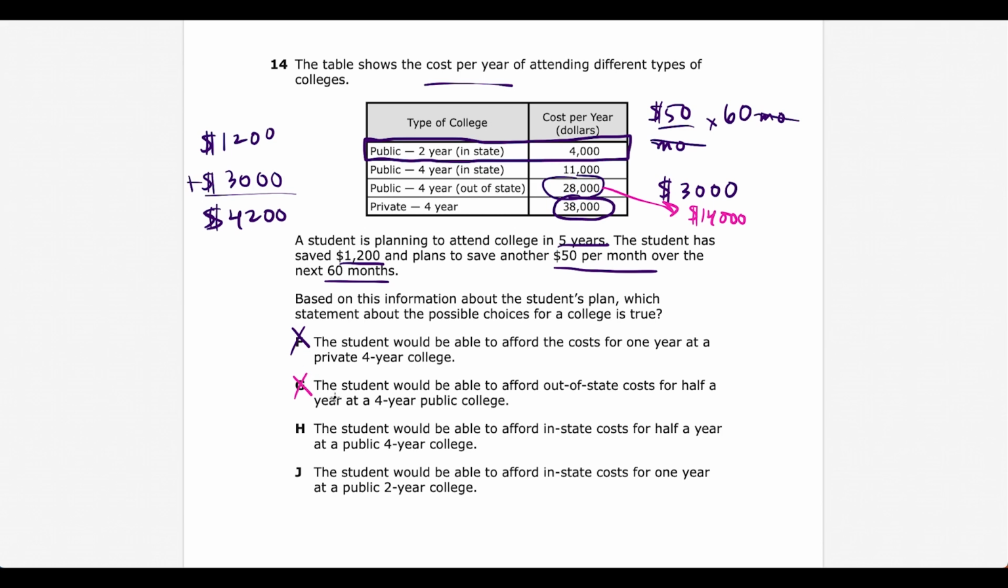And then next we have the student would be able to afford in-state costs for half a year at a 4-year public college. And we look, that's this second row. And if we look at the second row, if the full year is $11,000, cut that in half, and that's going to be $5,500. And once again, they don't have enough money. So this is out. So this is definitely our answer.